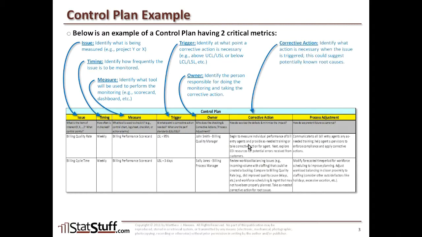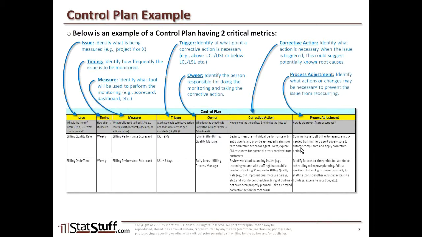And next we've got the corrective action. This is where we're going to identify whatever action is necessary when the issue is triggered. So this also could suggest some potentially known root causes, things that we might know of that could be triggering it, or maybe areas to look for trying to find the root cause. Either way, when the trigger occurs, this is where we need to take some action. These are the actions we anticipate might need to be taken when that issue is triggered.